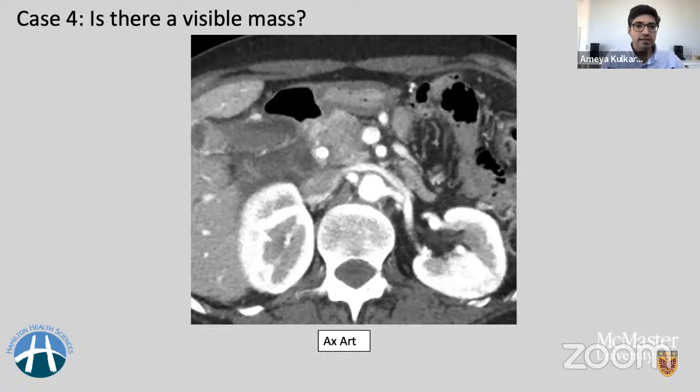Okay, next case, number 4. Is there a visible mass in this pancreas? So obviously you can see the visible mass, and then you see that there is a stent here in the CBD. What else is happening here? There are a bunch of things, but for those of you who already noticed, keep that in your mind so that you can start applying that in your algorithm.